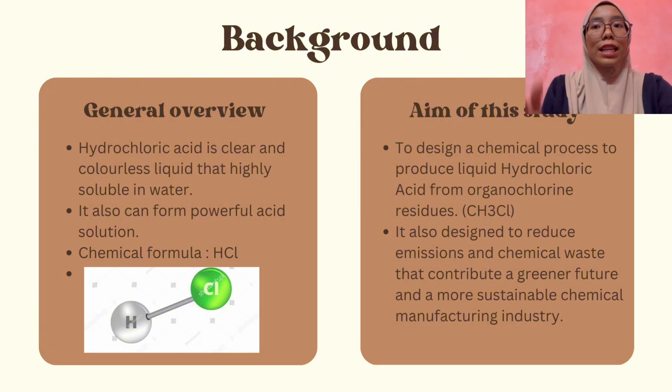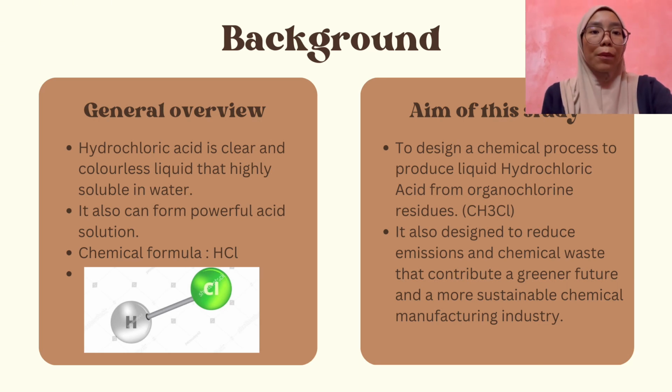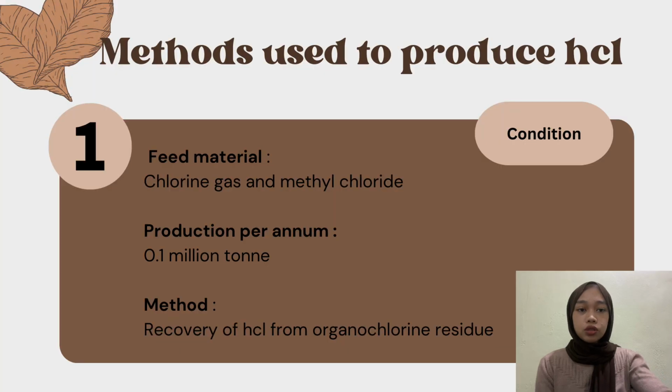And then you can see the HCl chemical structure. The aim of this study is to design a chemical process to produce liquid hydrochloric acid from organochloride residue. It is also designed to reduce emissions and chemical waste, contributing to a greener future and a more sustainable chemical manufacturing industry.